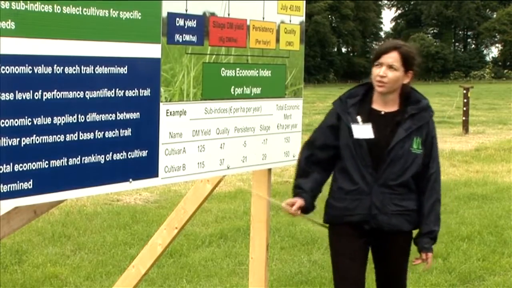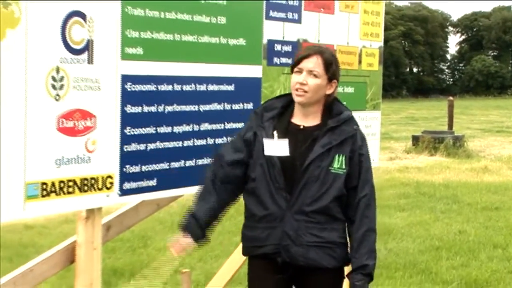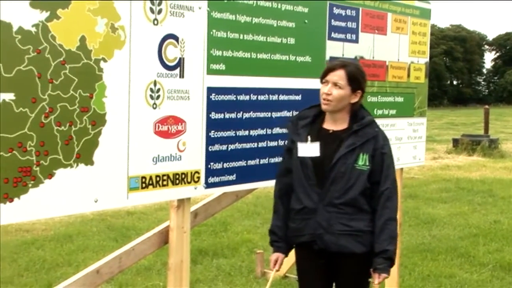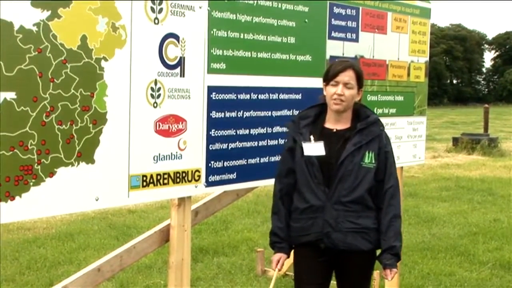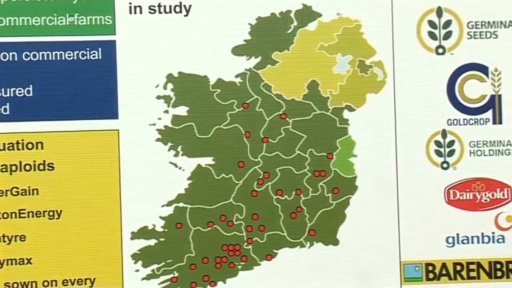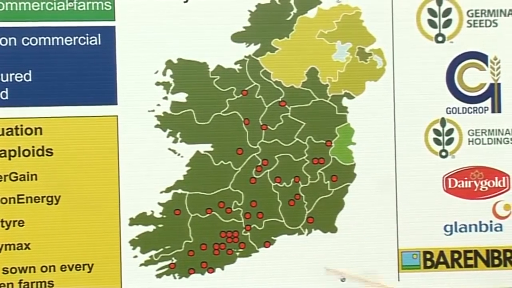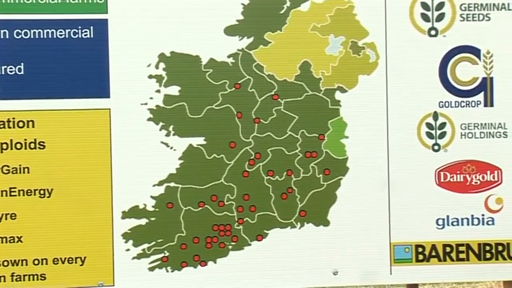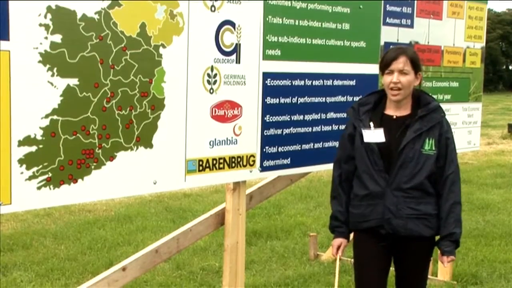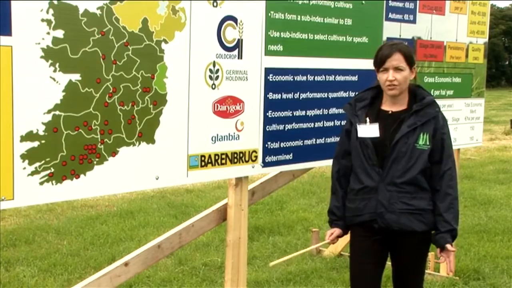Another aspect of the work we're doing here in Moorepark is we have an on-farm cultivar evaluation trial. This trial is investigating the dry matter yield and persistency of perennial ryegrass on commercial farms. At the moment we have about 70 farms involved in this study. These farms are dispersed around the country, and I've highlighted a number of the locations of the farms involved at the moment. Every farm, when they become involved in the study, are asked to sow a minimum of 2 cultivars.